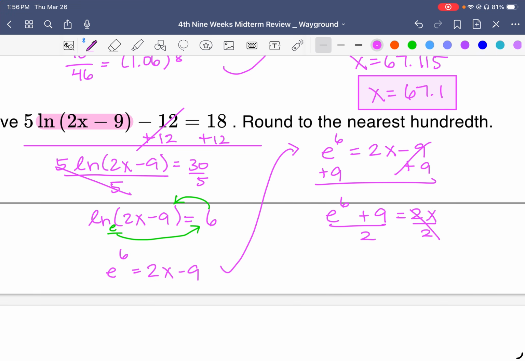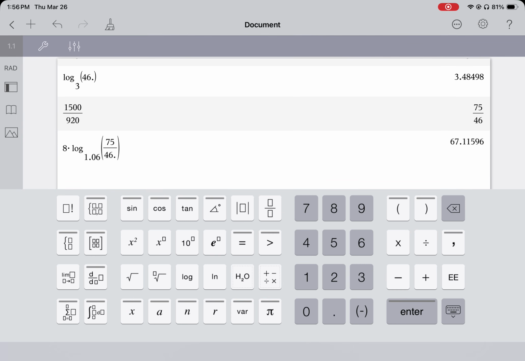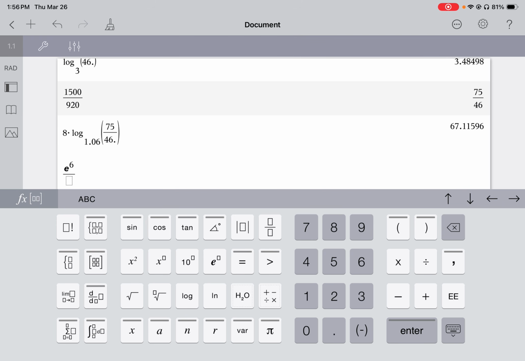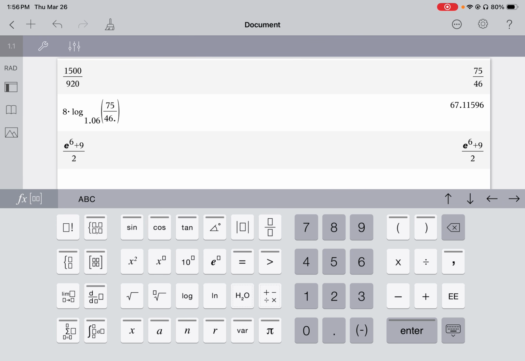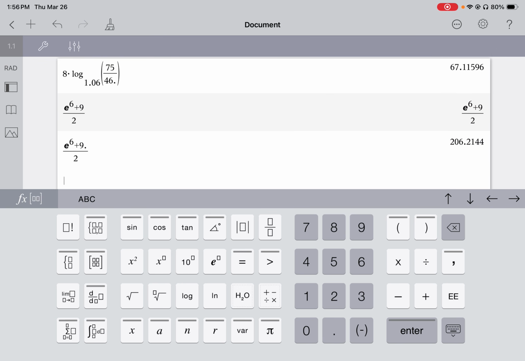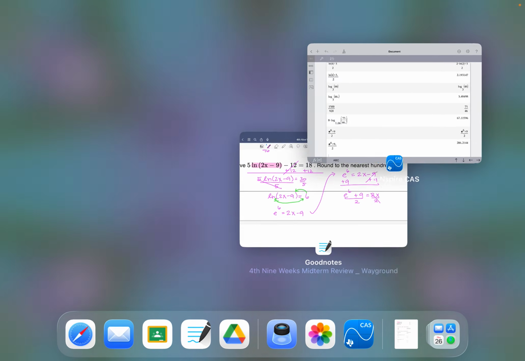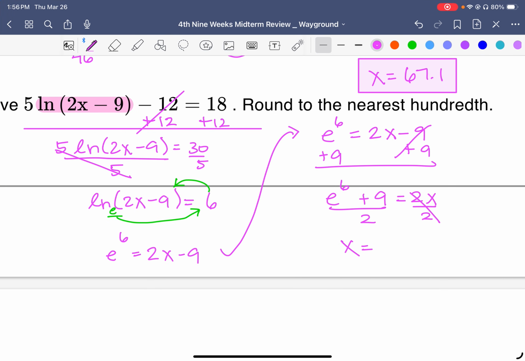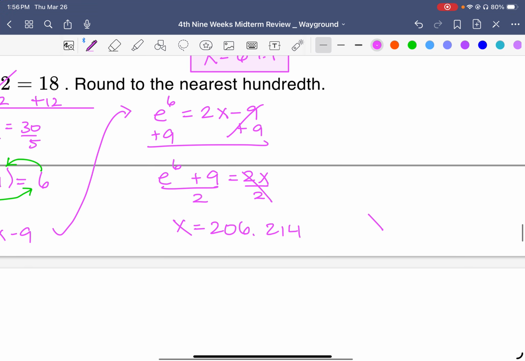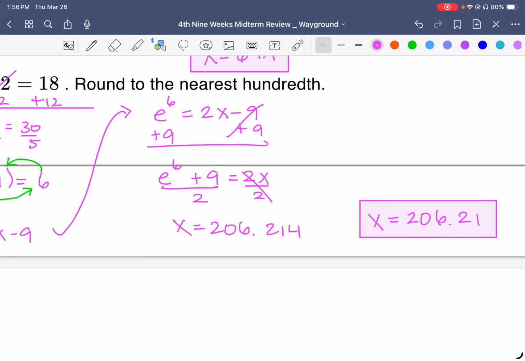And then I'm going to divide by 2. Okay, so I'm going to put that right into the calculator. e to the power of 6 plus 9 divided by 2. I'm sorry that I keep doing that. I keep forgetting I need to put a parenthesis. 206.214. And it said round to the nearest hundredths. So that would be 206.21 because the 4 does not make us round up. Okay.